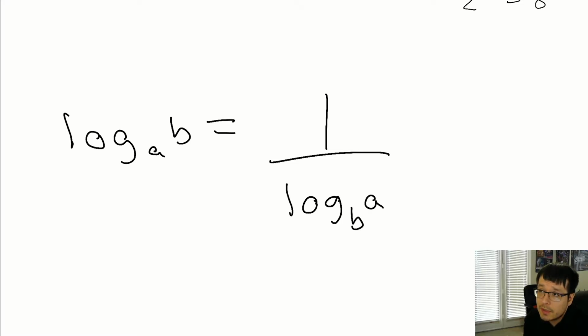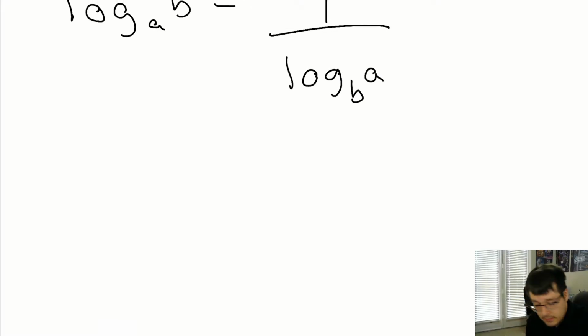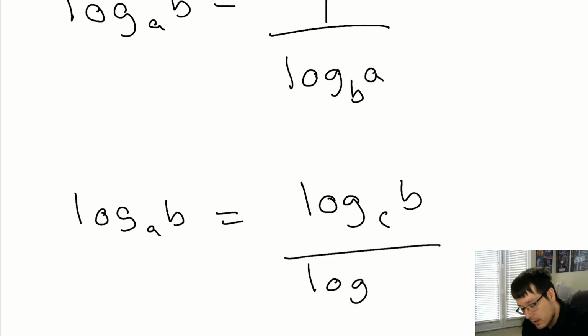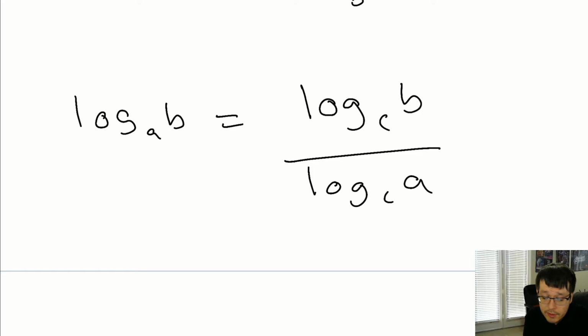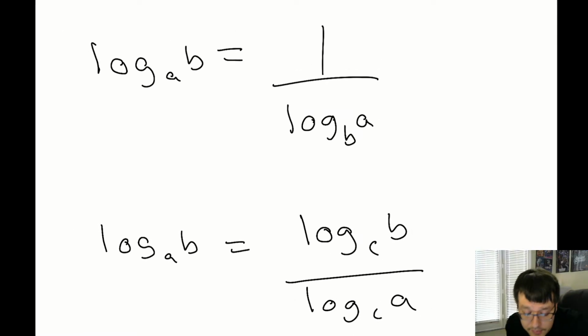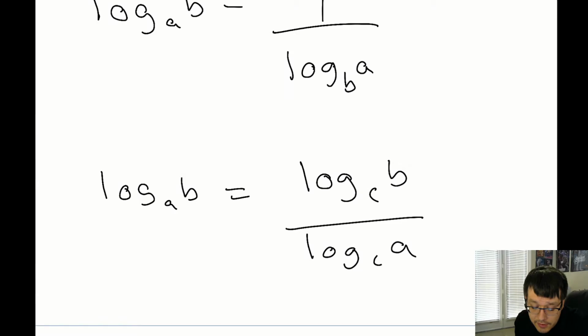For me to explain how this happened, I have to show you the one beneath it. If you have something in this format, log base a of b, you can convert this into log base c of b over log base c of a. So you can change the base like this. What the one above it is doing is the c is just the same as the b, so I'm just plugging in the b as a c in here.